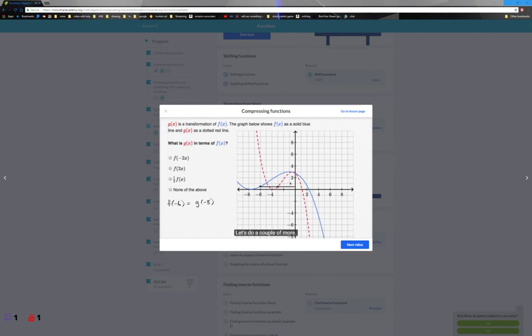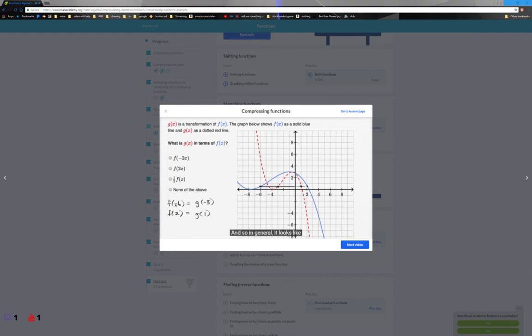Let's do a couple of more. f of 2 looks like it corresponds to g of 1. f of 2 corresponds to g of 1. So let's write that down. f of 2 looks like it corresponds to g of 1. And once again, I'm looking at where the functions hit the same value, and also optically, I'm just looking at, well, it looks like it's the same part of the function if we assume g of x is a squeezed version of f of x.